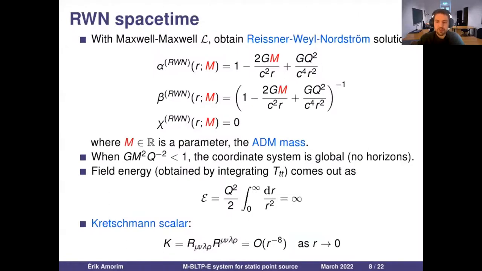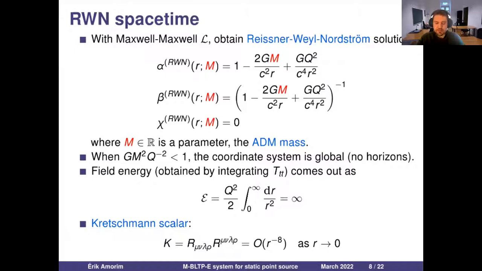All right, so that's the recipe for building a spacetime. And now if you take the Maxwell L, the usual Maxwell equations, this is well known. What you obtain as the solution is called the Reissner-Nordström or Reissner-Weyl-Nordström spacetime. I'm calling it RWN. And it has a free parameter in it, an M. So I'm writing this semicolon M in the solution. So the alpha and beta metric coefficients are written like this. And the chi is just equal to zero for the RWN spacetime, because phi is exactly equal to the Coulomb potential.